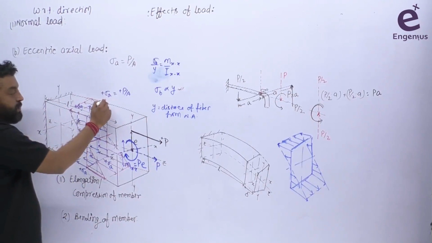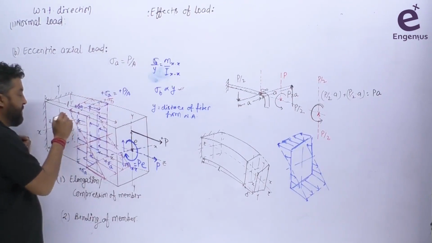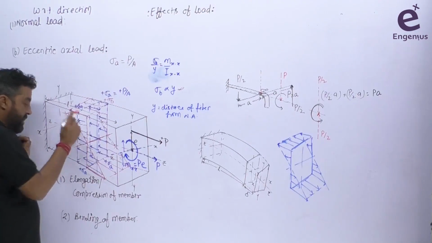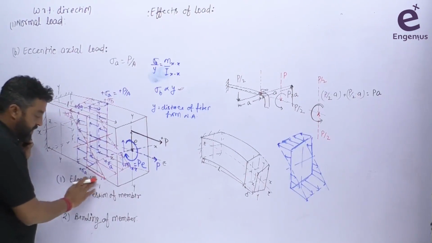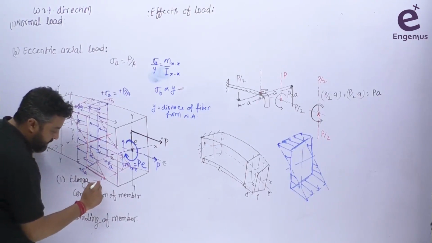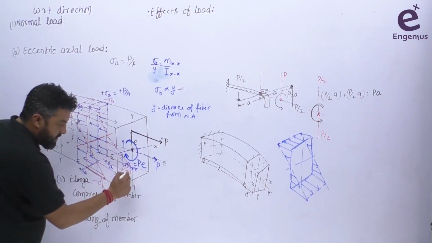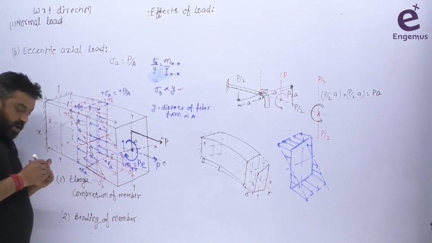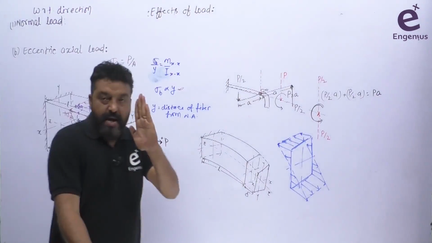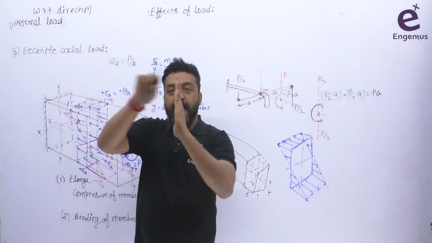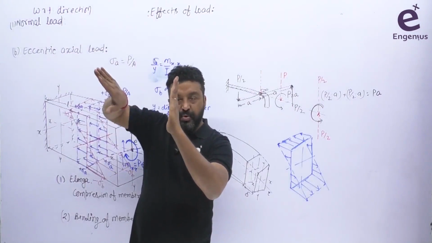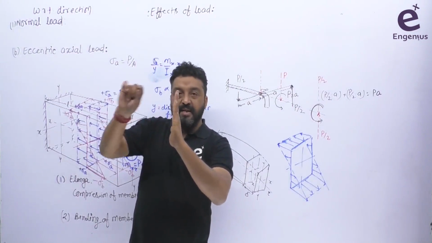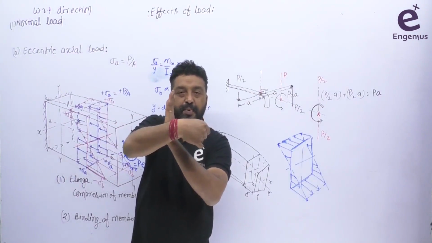So I am saying this is plus bending stress, plus sigma b. This is also plus sigma b, but this is compressive in nature, so I am saying this is minus sigma b. This is also minus sigma b. Now on a single plane, there are axial stresses acting, all are positive. On the same plane, bending stress here is positive, here is negative.